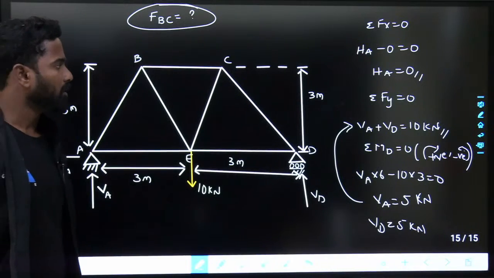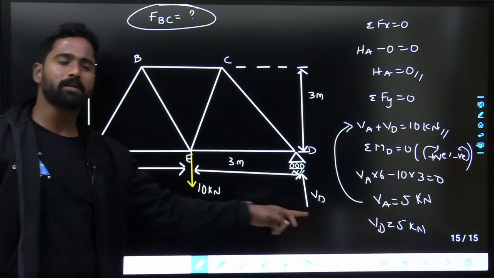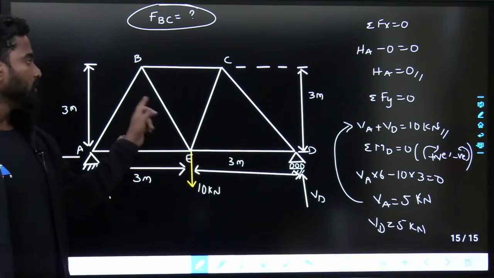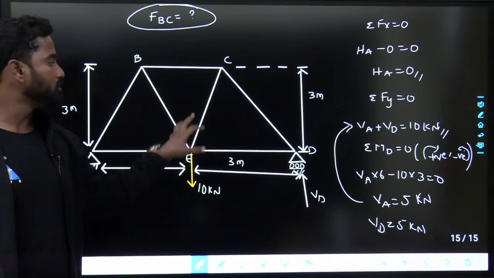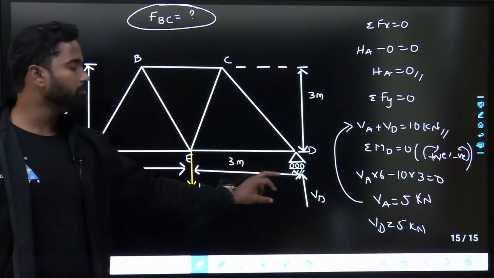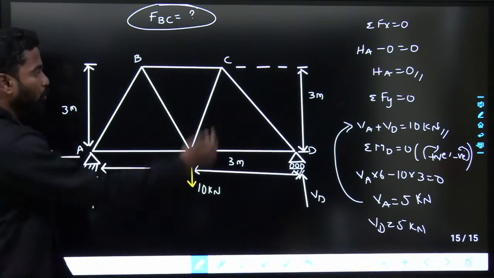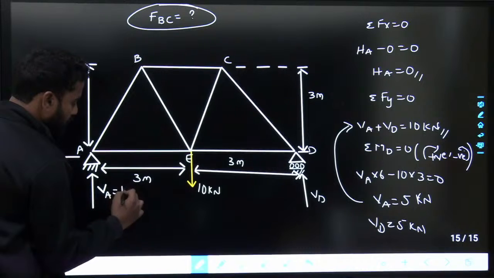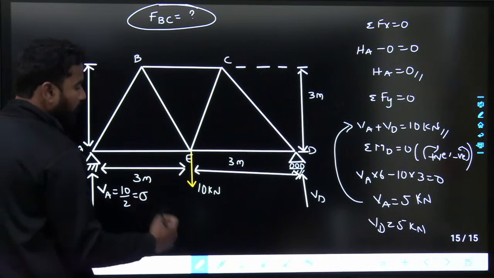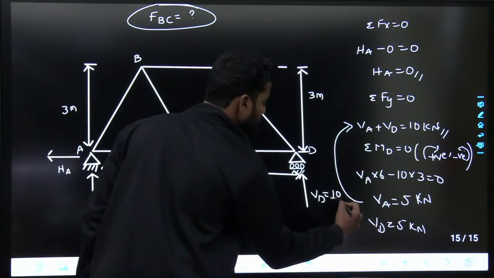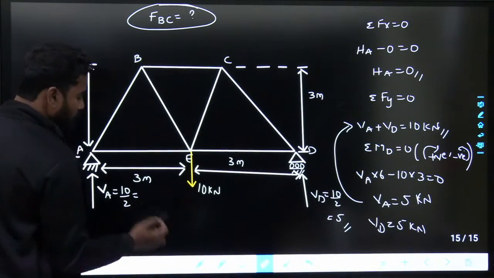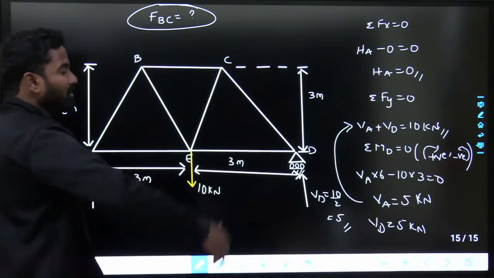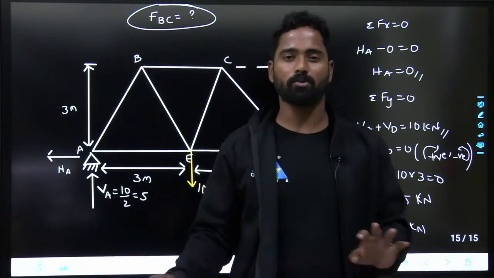You can solve like this, or simply by symmetry you can see. The load is symmetrical with respect to the truss. Since the load is symmetrical, the value would be 10 by 2, that is equal to 5, at each support. You can solve like this or like that, it's up to you. But generally, if it is symmetrical, this is how you solve.